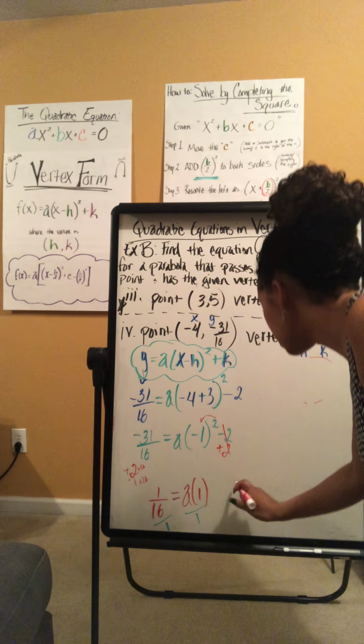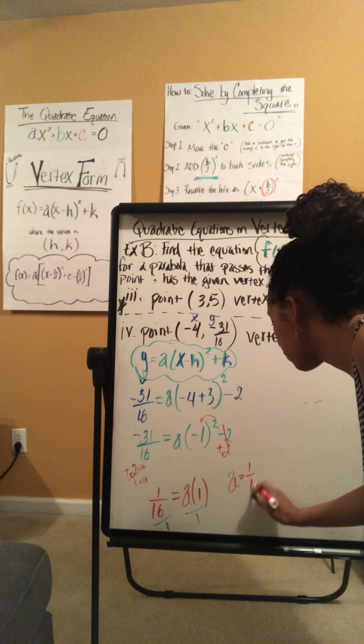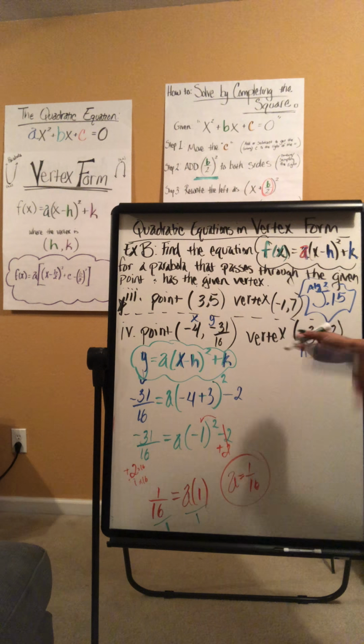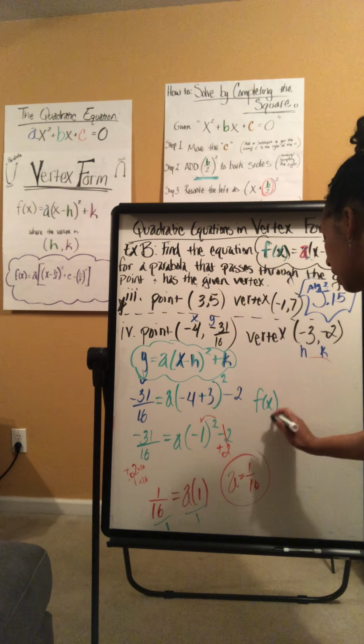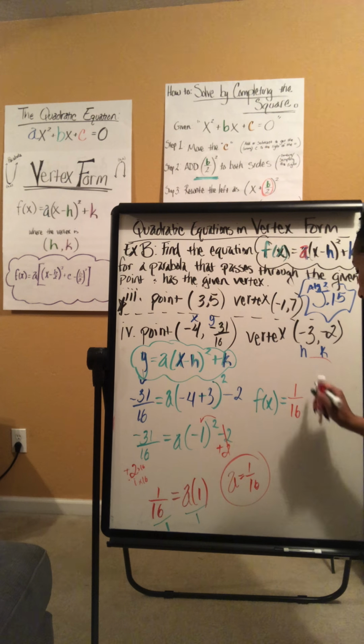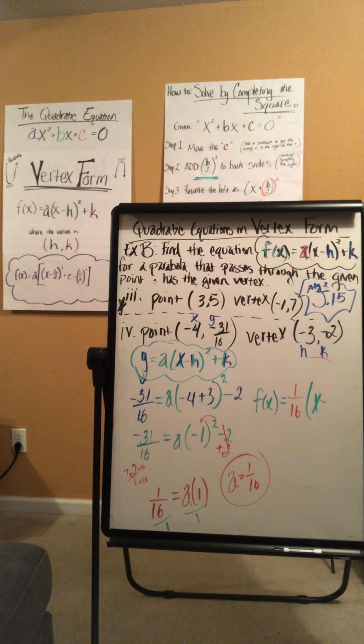And so if a is 1 over 16, then my final equation, again, they used f of x, equals, I'll fill in my a, which is 1 over 16, x minus, my h was a positive, well, I'm sorry, my h was a negative 3. So when we subtracted the negative, that made a plus 3 in there, squared. And at the end, it's supposed to be plus k, but my k is a minus 2, so minus 2.